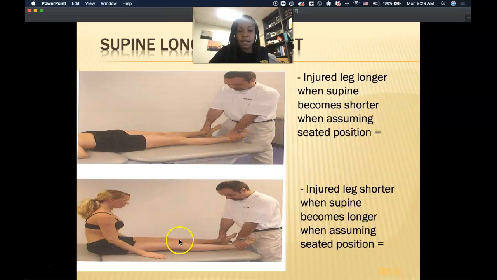And so when they sit up, that limb becomes longer. That's a posteriorly rotated pelvis, right? Let's say, for example, the limb was longer when they were laying and then they sit up and it's shorter, then that's an anteriorly rotated pelvis. So again, we're kind of trying to figure out what's going on at the pelvis. So this is one test to kind of help us figure that out.